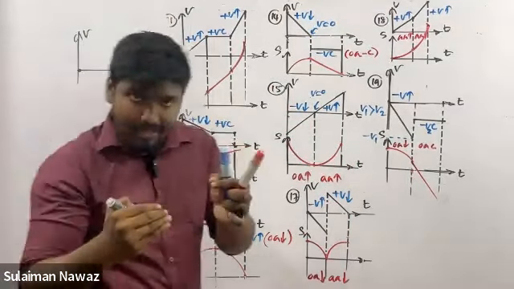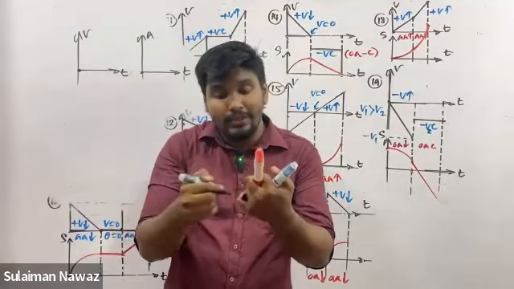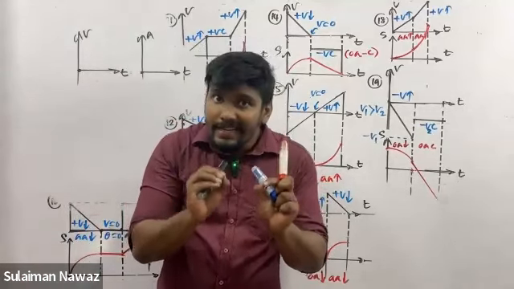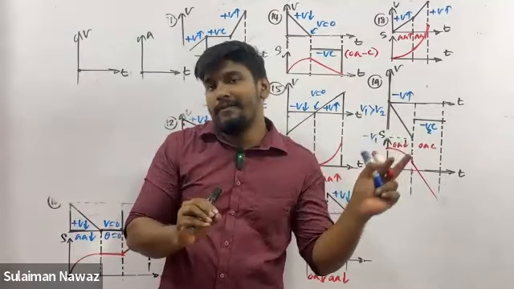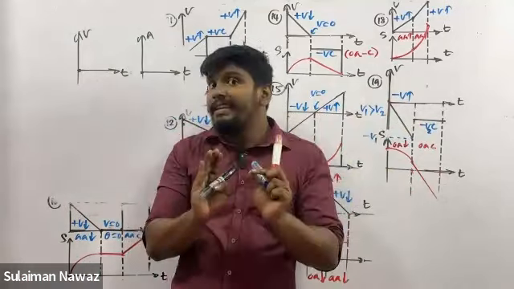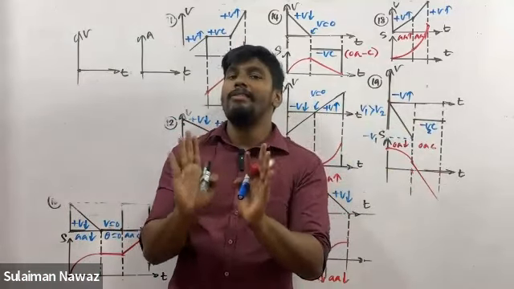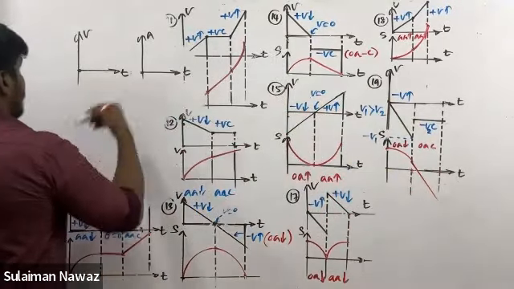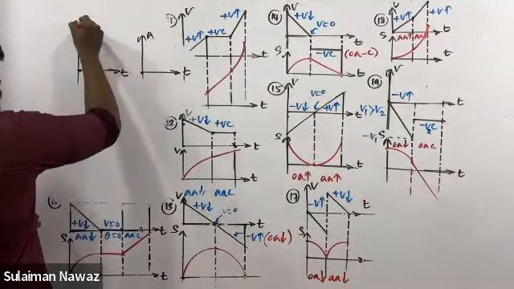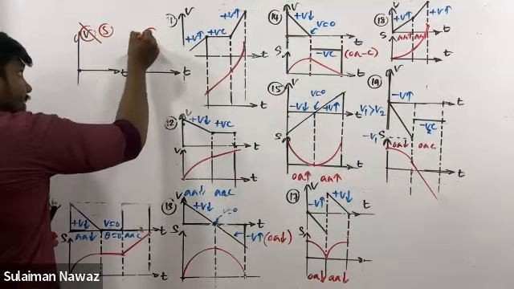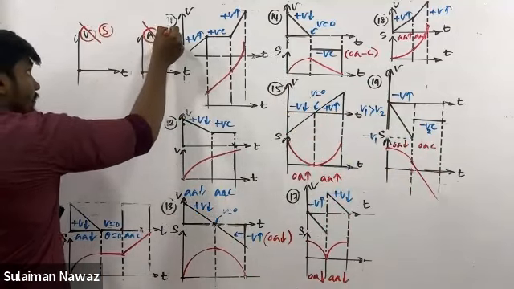Assume they give a VT graph and ask you to convert it to an AT graph. Think of that VT graph as your ST graph, and think of the AT graph as your VT graph. Assume it that way and do what I'm saying.